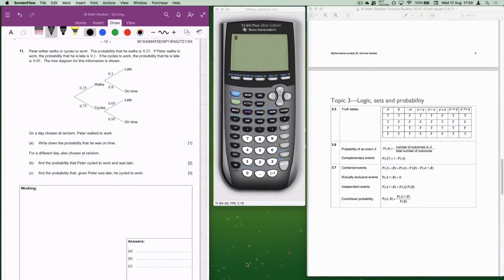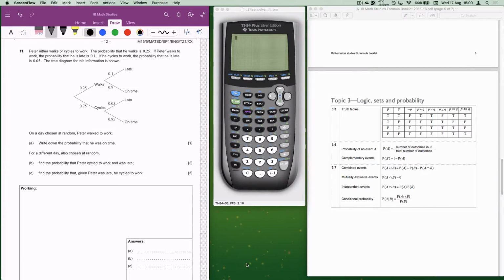Okay, so question 11. It's a probability tree diagram about whether Peter is late or on time to work depending on whether he's walked or cycled. So the first thing we do is this diagram is missing some information that we should fill in, and that is the actual probabilities on this right hand side.